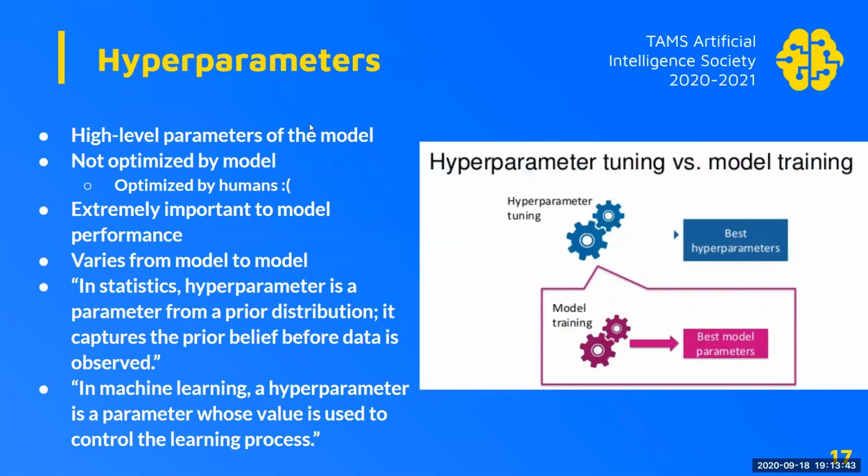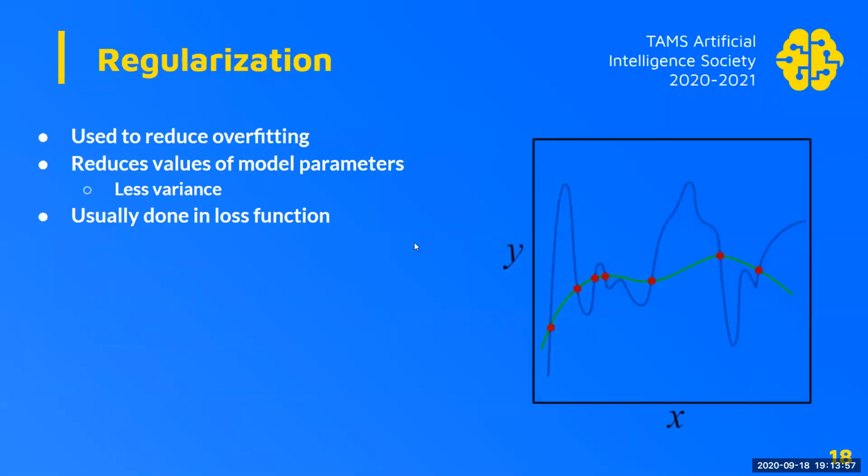And then we talked about hyperparameters, which are the higher level parameters of the model that control how it learns. These are the parameters that are optimized by people rather than the model. We talked about regularization a bit. We're going to go over that more in this meeting, but it's basically a method to reduce overfitting and reduce variance in your model.